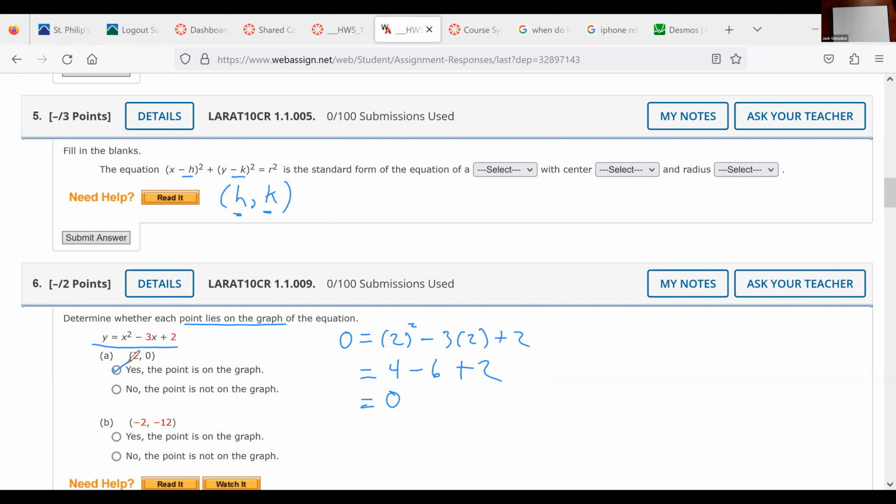The same thing here. Plug this guy in and see if it's also on there or not. You could graph it and then just check, but this is the way to work it out. Any questions on 6?